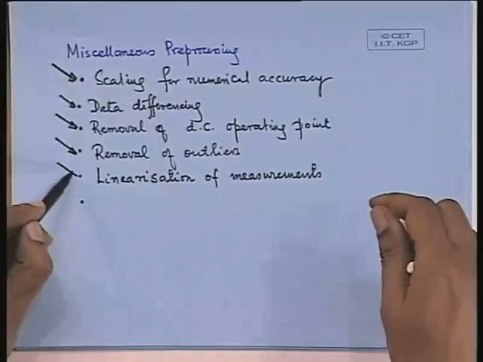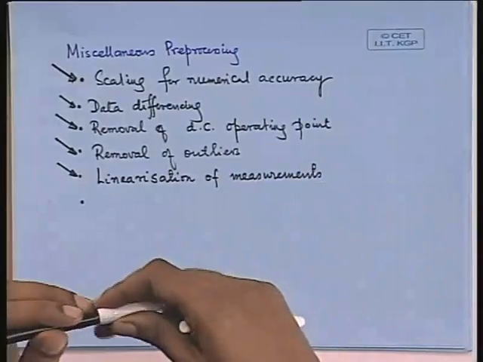Another is linearization of measurement. Sometimes, for example, thermistors. When you use thermistors, their good property is that they are very fast temperature sensors, because their thermal time constant is very small. But they are highly nonlinear. They have very good sensitivity, but they are highly nonlinear. But you know that characteristic.